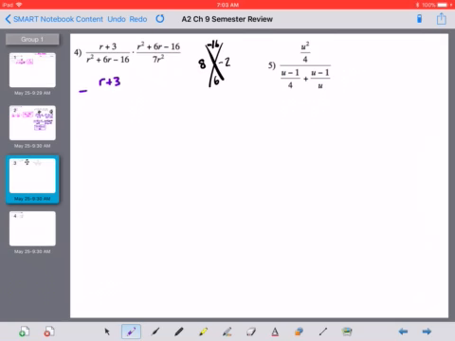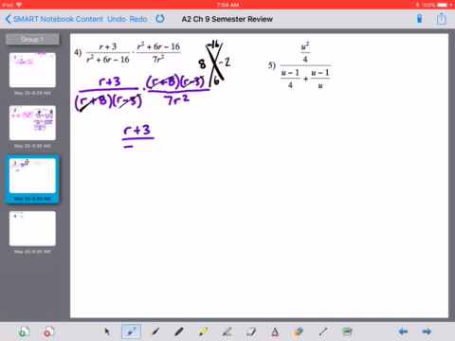So let's just rewrite that in factored form. That would be r plus 8 times r minus 3. And then we actually have the same numerator over here. So we have, again, r plus 8 times r minus 3, and that's over 7r squared. You probably would have guessed that these would cancel because they are the same. So we're just left with r plus 3 in the top and 7r squared in the bottom.